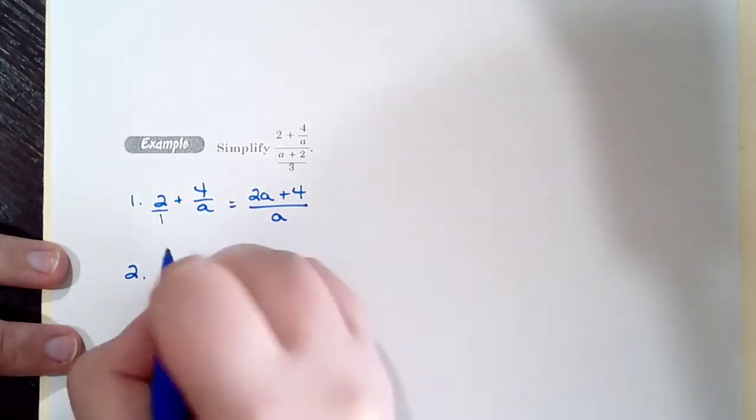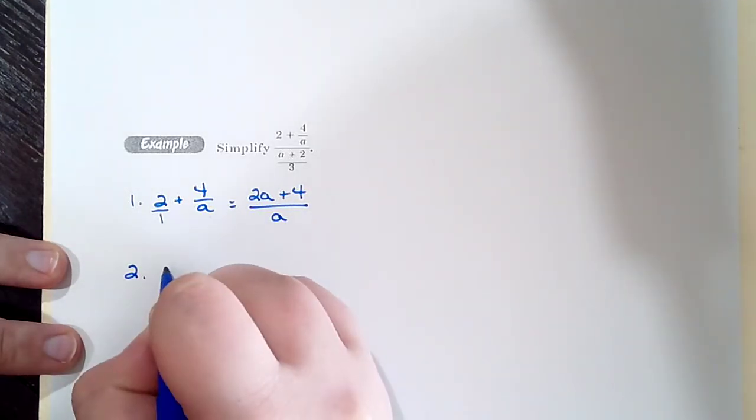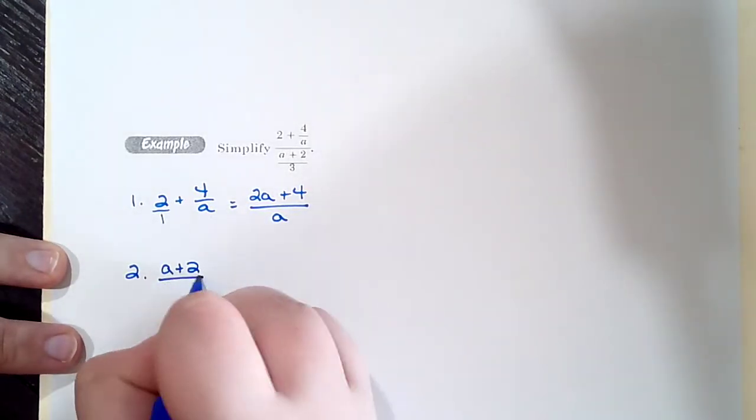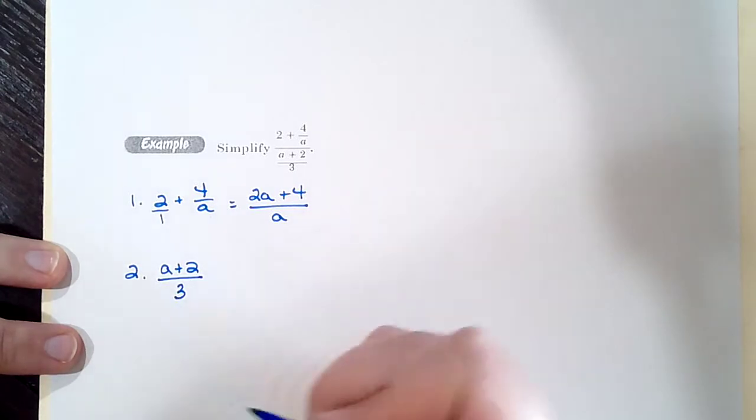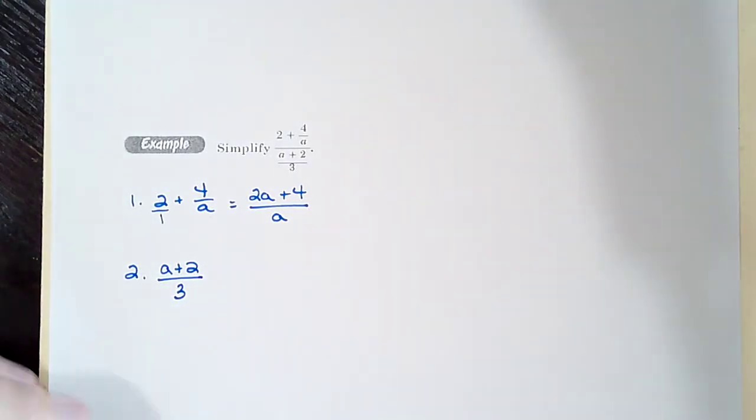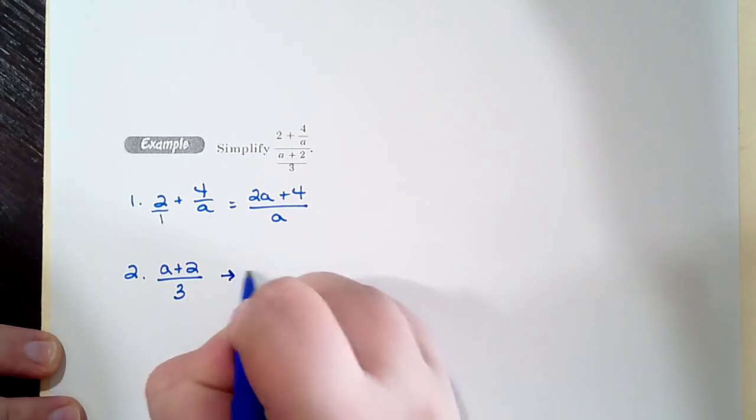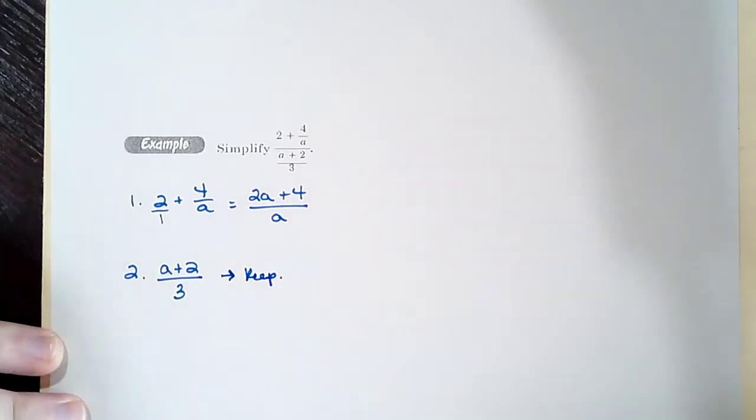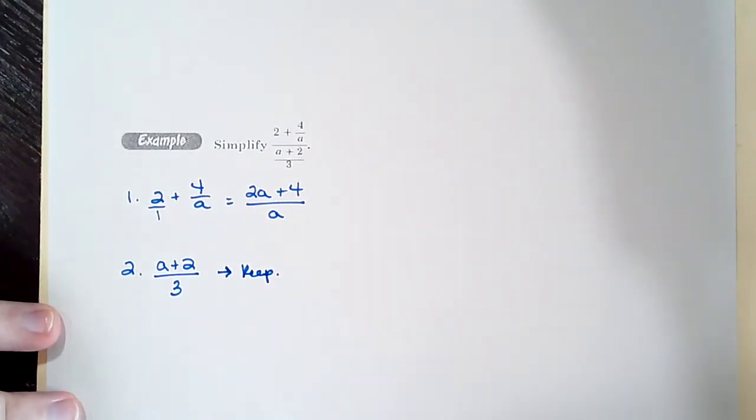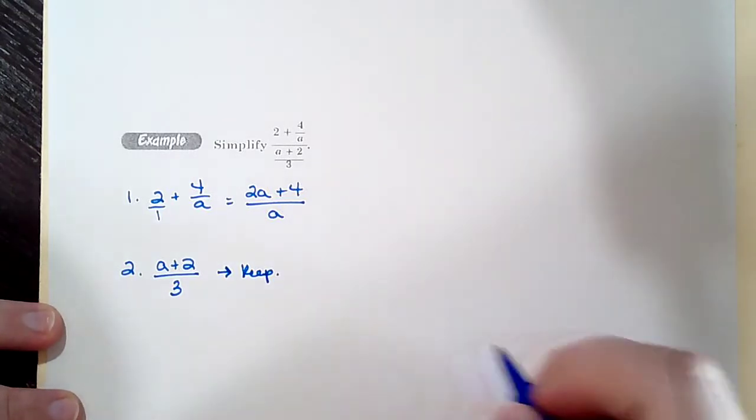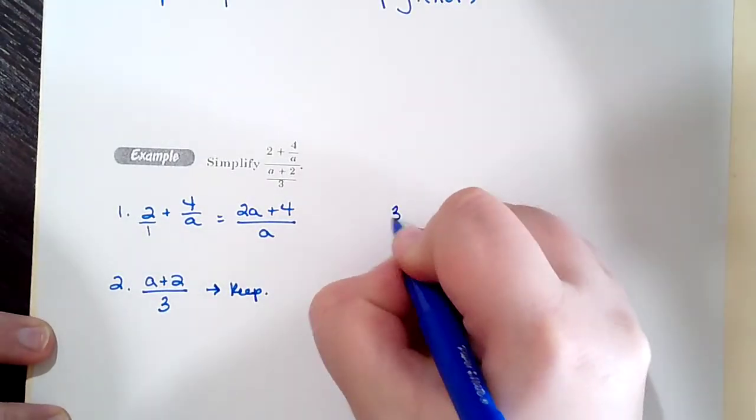To the second step, we're going to do the same thing, except in this one you'll notice it's already a plus 2 over 3, and since we can't really simplify that any further, we're just going to keep it. So we only need to simplify if necessary. Now the third step is where it gets a little bit messy.